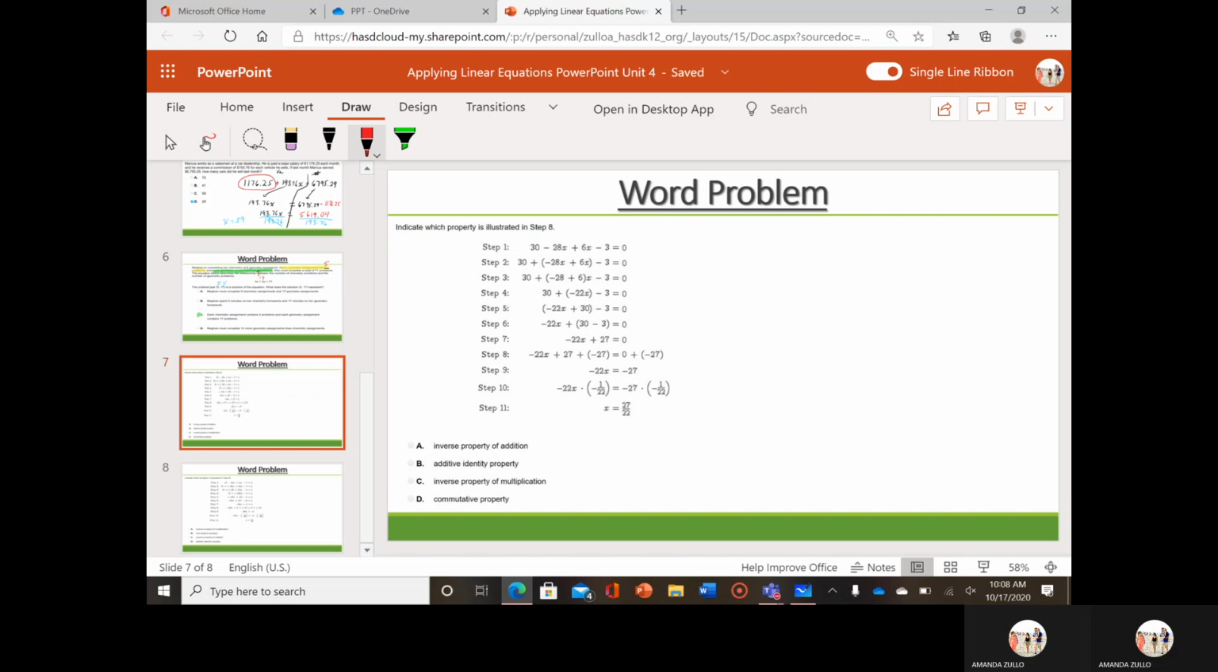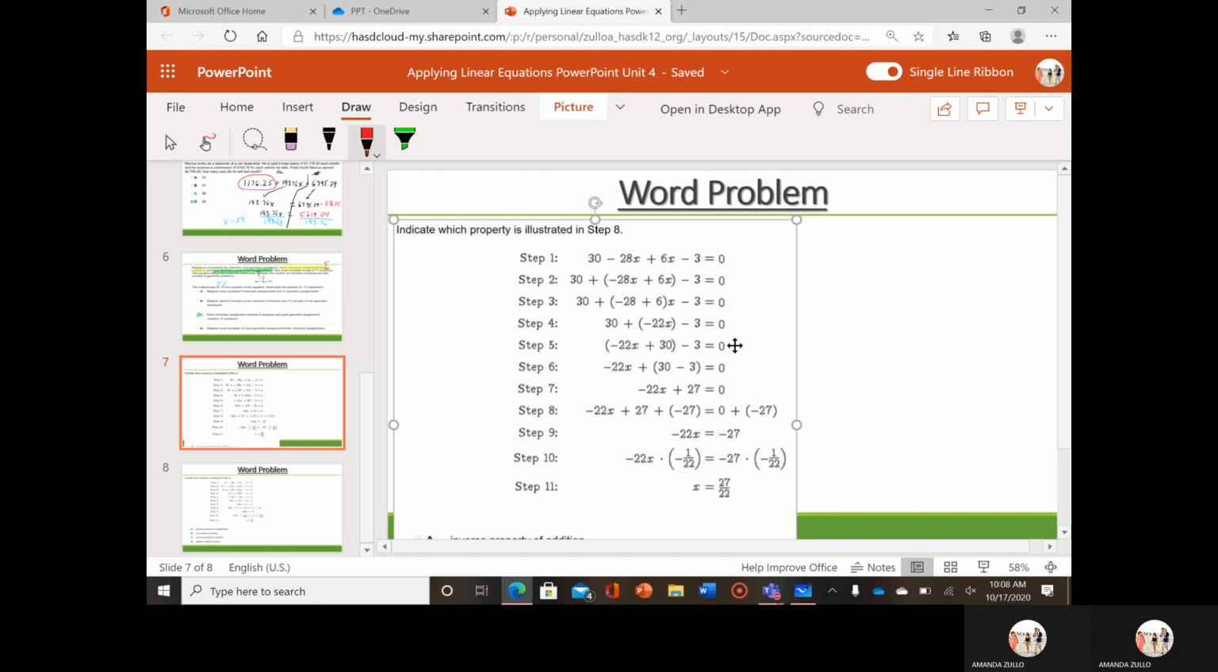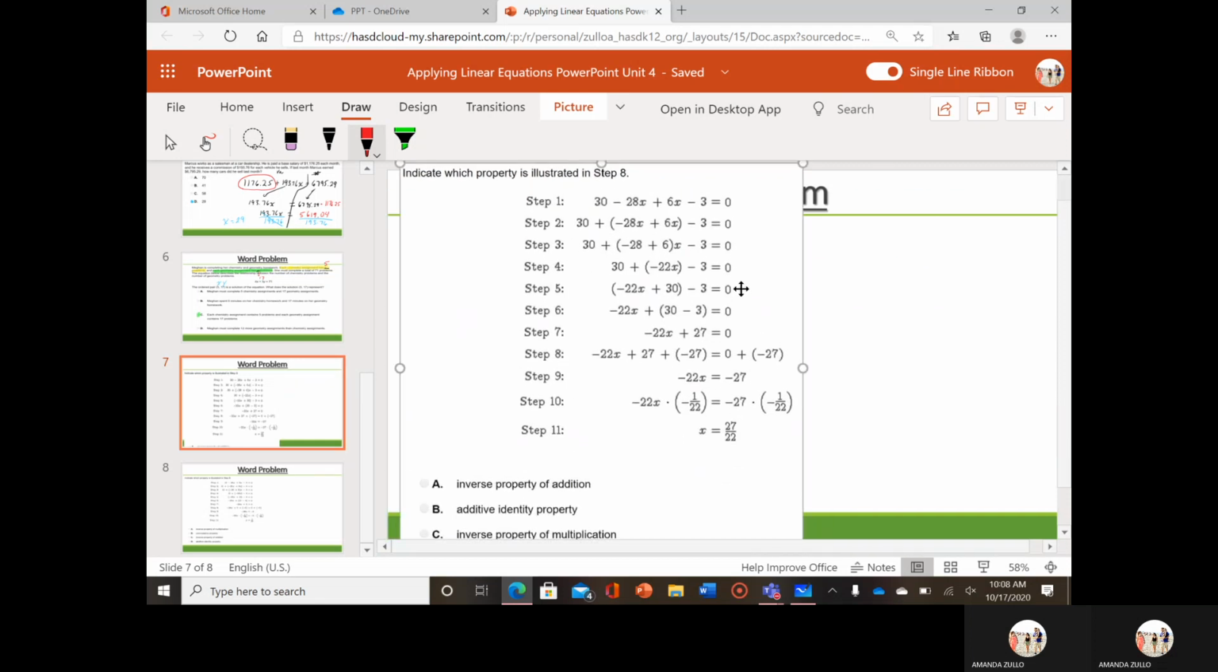All right, I'm going to try to zoom in here, to be able to make it bigger. It says to indicate which property is illustrated in step 8. So what you're going to want to do is come down to step 8, and see what property they're using. In order for me to tell the difference, I also have to look at the difference between step 7 and step 8. Okay, what are they doing that's new?